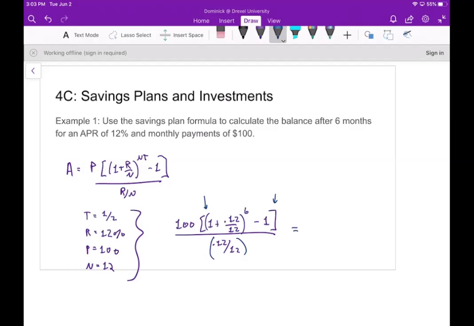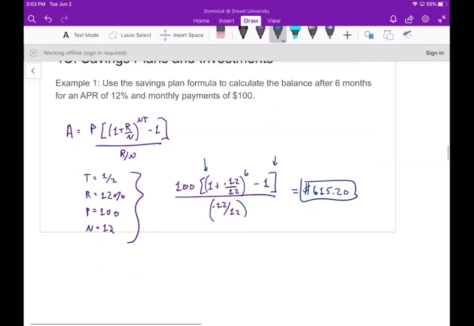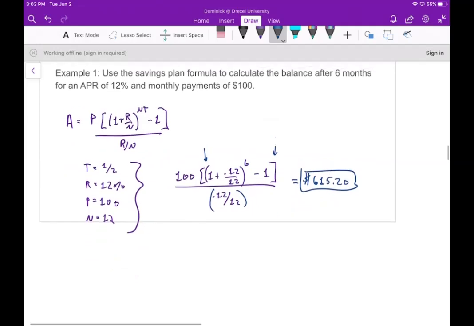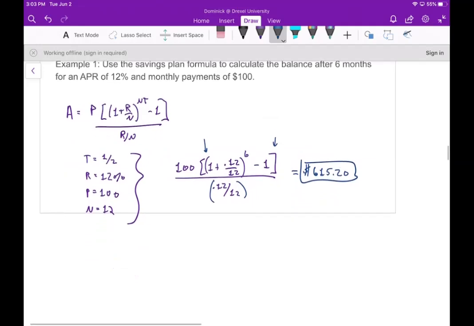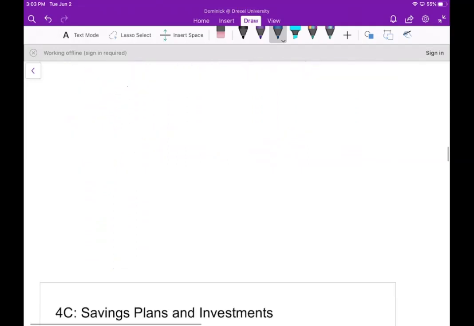So it looks like we're going to have $615.20. This makes sense because each month we're depositing $100, so we should have $600 right there, and the extra $15.20 is a reasonable amount of interest for 6 months, right? So after 6 months of depositing $100, we'll be up to $615.20.